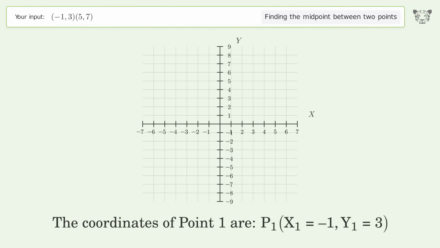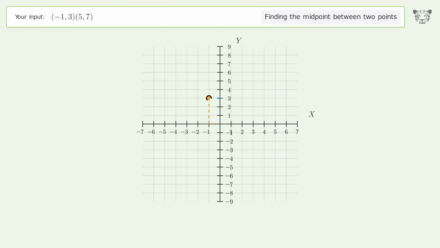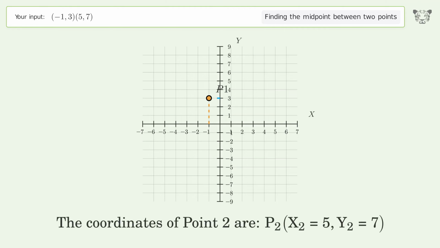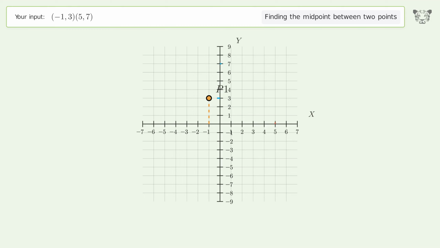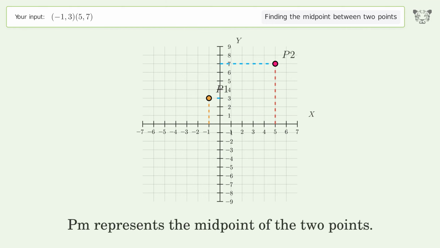The coordinates of point 1 are, x1 equals -1, y1 equals 3. The coordinates of point 2 are, x2 equals 5, y2 equals 7. PM represents the midpoint of the 2 points.